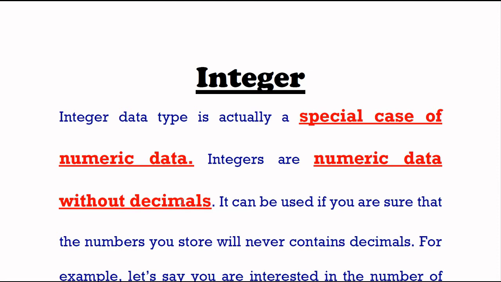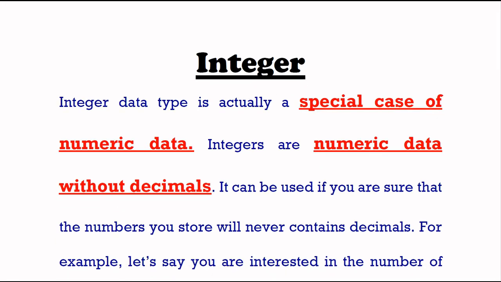But in integer data type we have only complete numbers like 1, 2, 3, 4 and so on, similarly minus 1, 2 and so on. So it can be used if you are sure that numbers you store will never contain any decimal. If your data set contains only whole numbers and does not include any decimal points, then you can use integer data type in R.